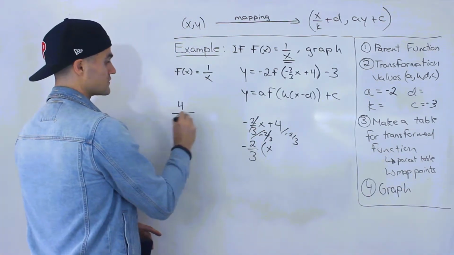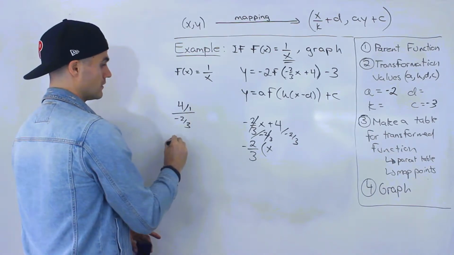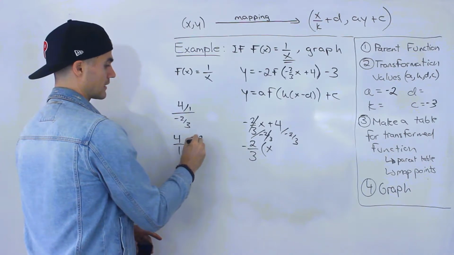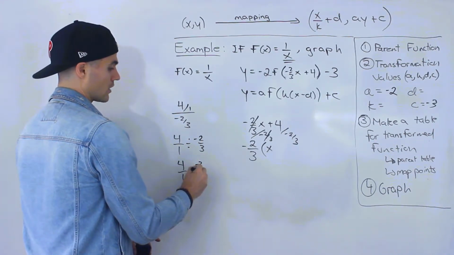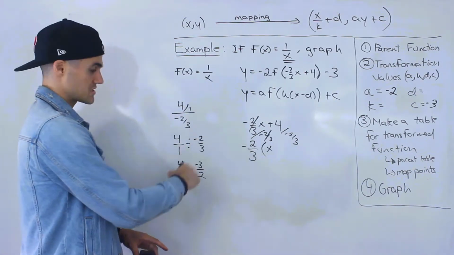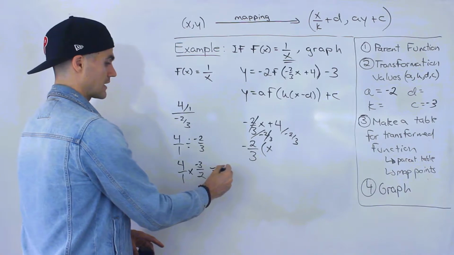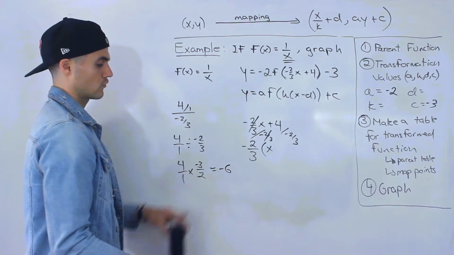But what's 4 divided by negative 2 over 3? Well, that's like 4 over 1 divided by negative 2 over 3, which is like 4 over 1 times negative 3 over 2, the reciprocal of this multiplied. And so we'd end up getting negative 6 here. Right? Negative 12 over 2.